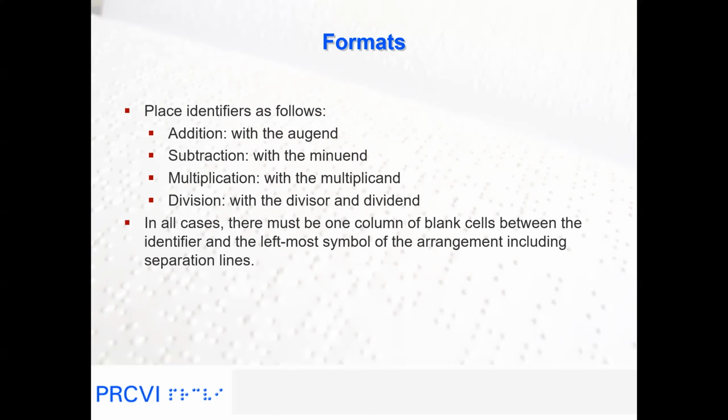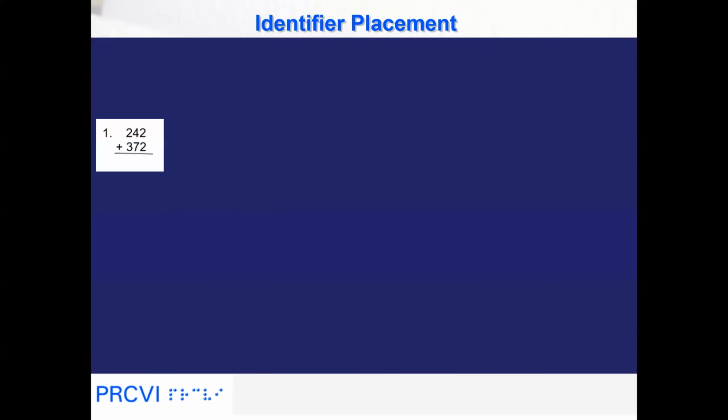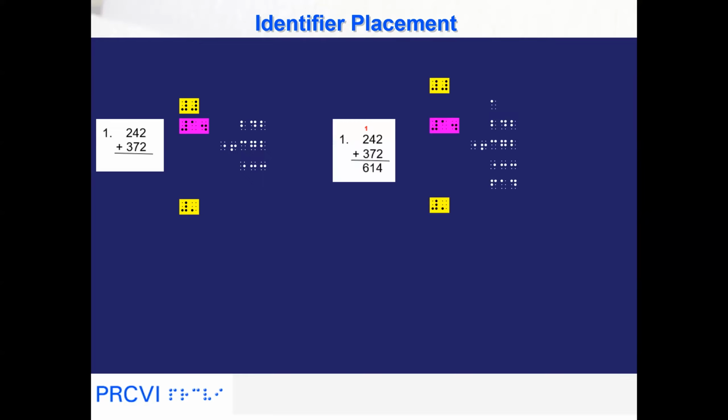In all cases, there must be one column of blank cells between the identifier and the leftmost symbol of the arrangement, including separation lines. Place the identifier or item number where the calculation begins. Note that a carried over number is not on the line with the item number.